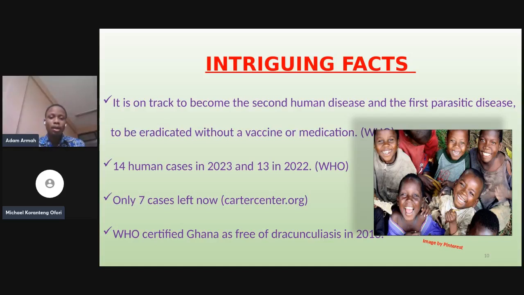So, what are some of the interesting facts about the guinea worm disease? One, it is on track to become the second human disease and the first parasitic disease to be eradicated without a vaccine or medication. And this fact is from the World Health Organization.